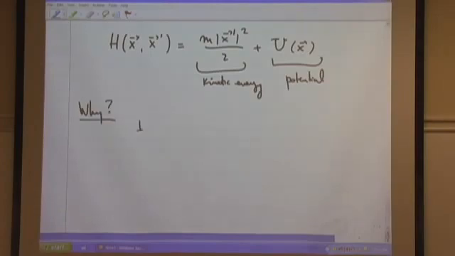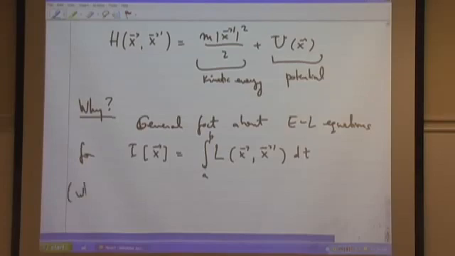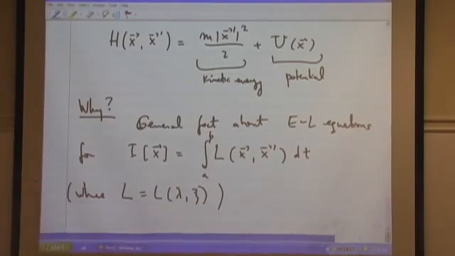So here's a general fact about Euler-Lagrange equations for a general functional, where L is a function of two variables only, x and x prime, and there's no t dependence in this case.